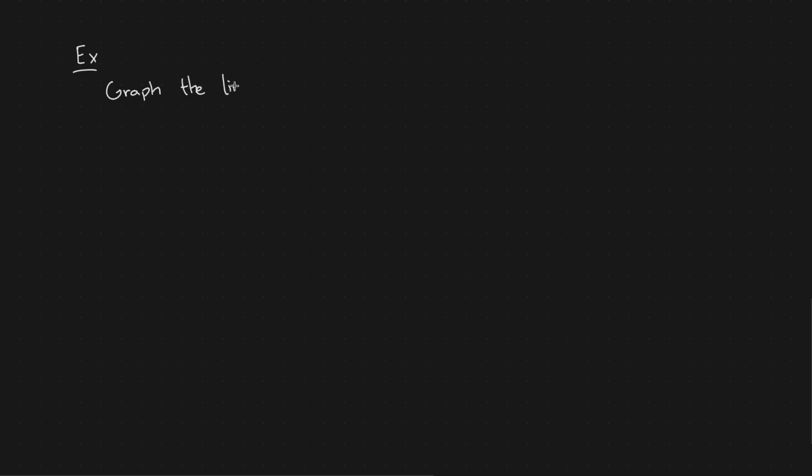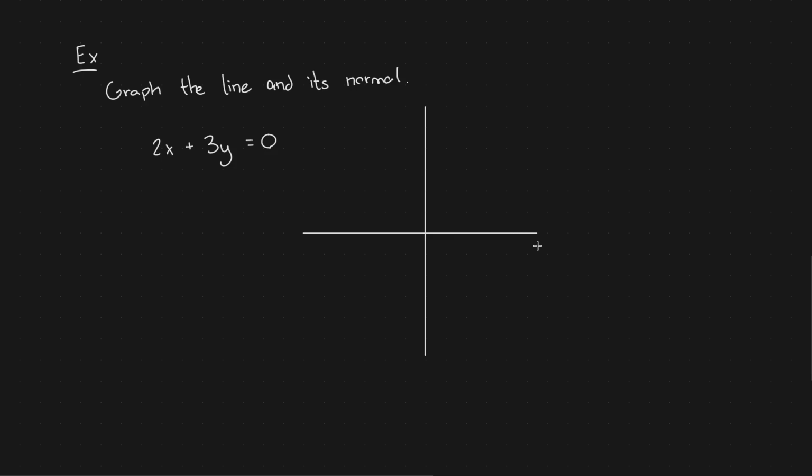So let's graph the line. And it's normal. So let's do 2x plus 3y equals 0. There are lots of ways to graph a line. I could put it in y equals mx plus b form, rearrange it. But as long as I can find 2 points on the line, 2 points determine a line. So if I could find 2 points, the line through those 2 points is the line I want.